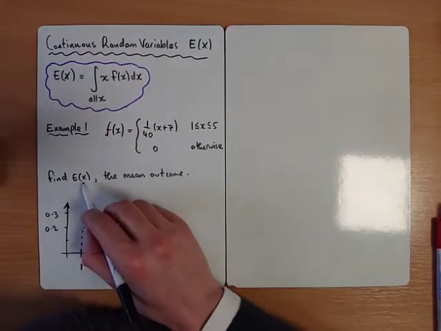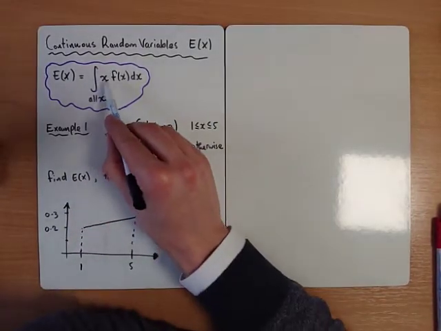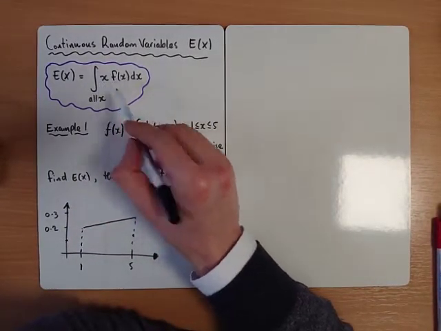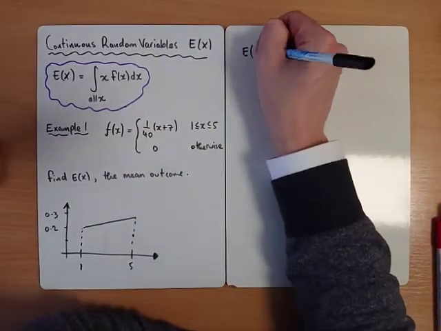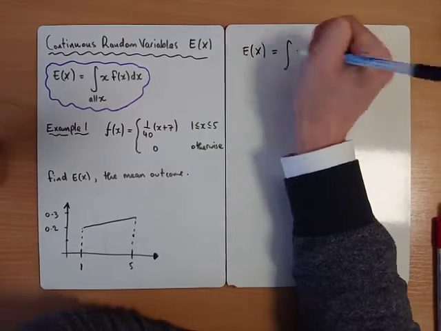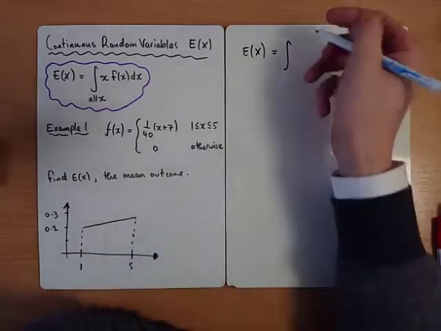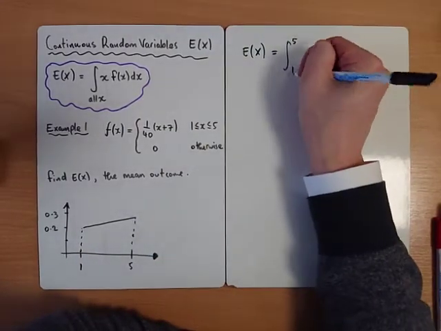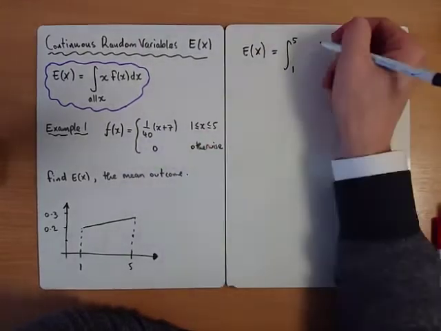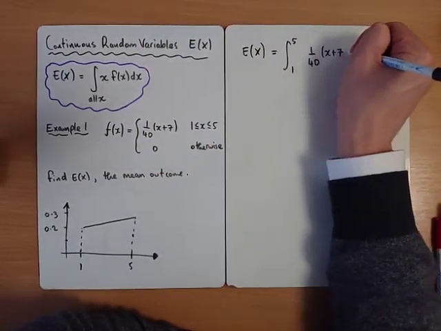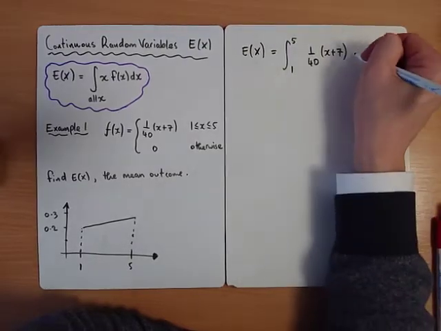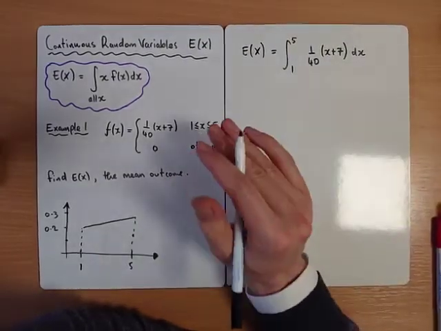If you want the expected value of x, the formula looks like this. We multiply by x before we integrate. So we'll set up an integral. We're going to integrate. This function is defined between 1 and 5. The function is 1 over 40 times x plus 7.